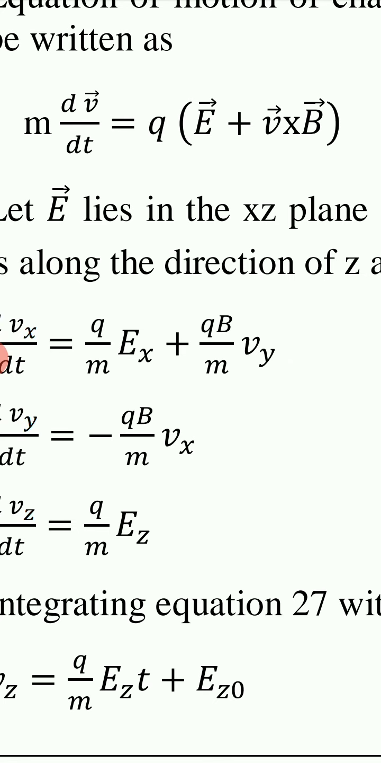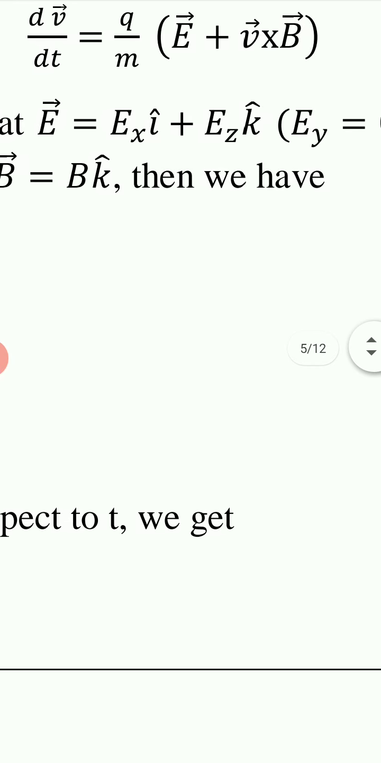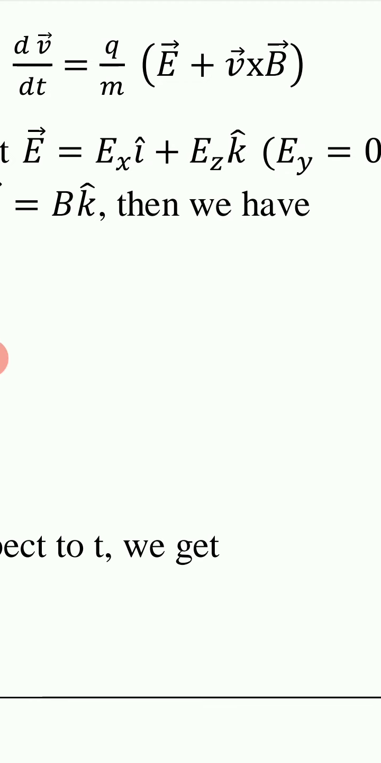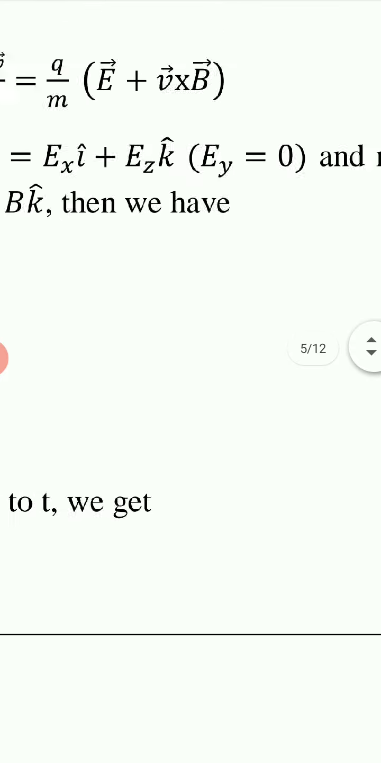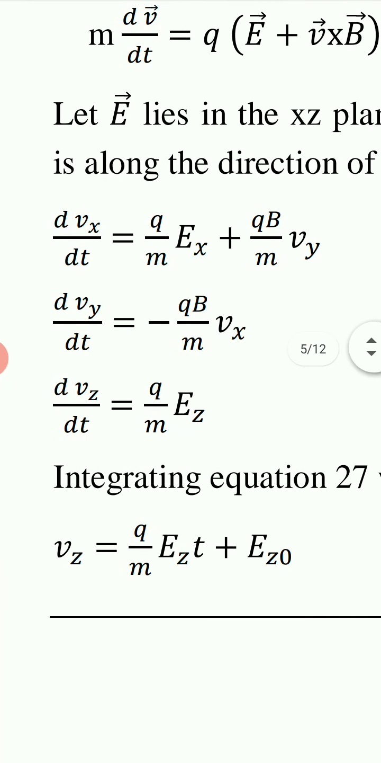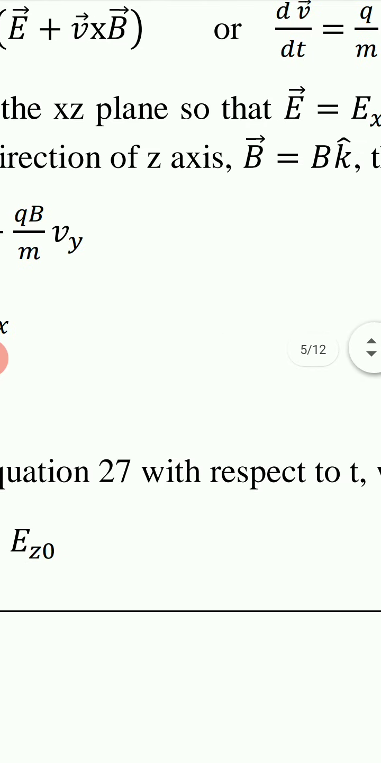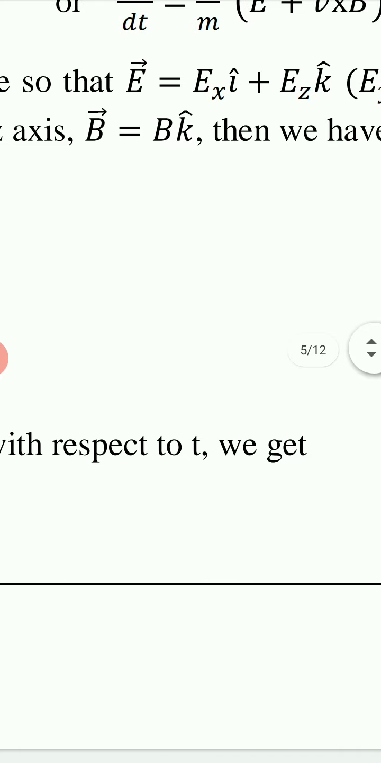Now to simplify, we assume that the E vector lies in the xz plane, so that E vector equals Ex i cap plus Ez k cap. Take the y component Ey equal to 0 for simplicity. And the magnetic field B vector is along the direction of the z axis, so we write B vector equal to B k cap.